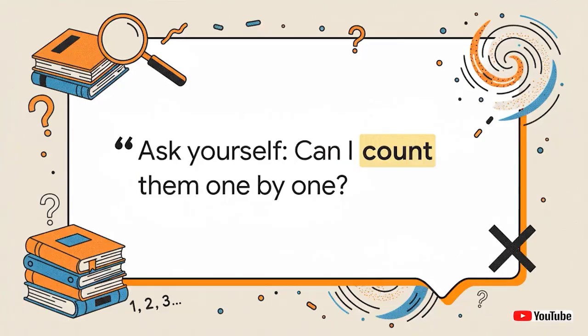And here is a super simple little test you can use anytime you're not sure. Just look at the thing and ask yourself, can I count these one by one? 1 book, 2 books? Yeah, for sure. 1 sand, 2 sands? Nope, that doesn't work. This little question is going to be your best guide.